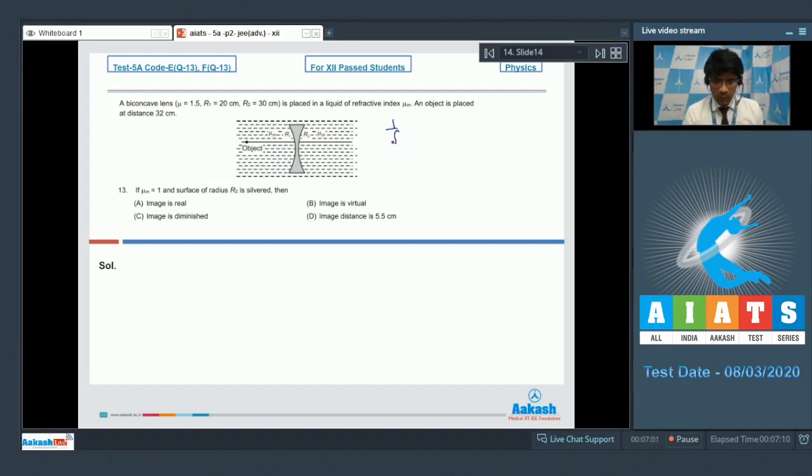It would be 1 by f of L equals (mu minus 1), which is 1.5 minus 1, so it will come out to be 1 by 2, times minus 1 by 20 minus 1 by 30.